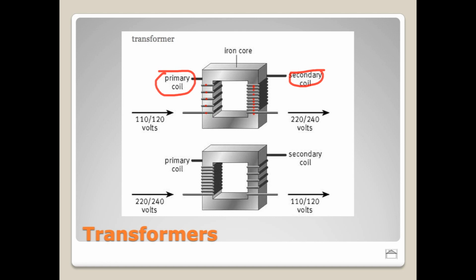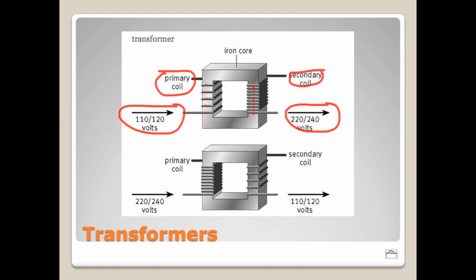So in this case, if we run in 110, 120 volts over here, because we have twice as many coils, notice we get twice the voltage out. This is what's known as a step-up transformer. A step-up transformer brings in voltage on one side, and then it spits out voltage that is higher on the other side. This also happens to be what we would call a 1 to 2 transformer.